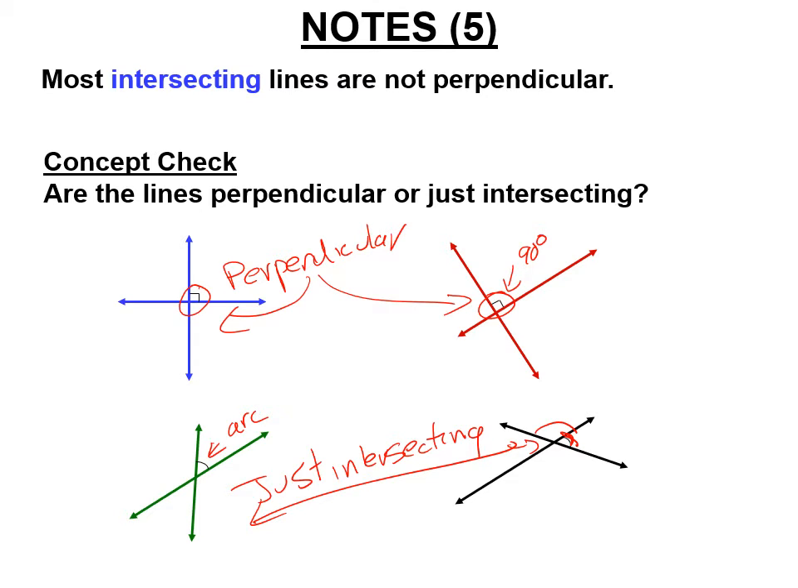Oh, and I should say this. When it's perpendicular, all 4 of these angles are 90. We just put the symbol in one of them, but they're all 90 degree angles. When it's intersecting, some are less than 90 and some are more, and actually it always is 2 are less than 90 and 2 are more than 90.